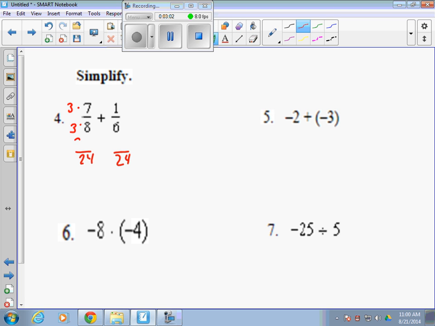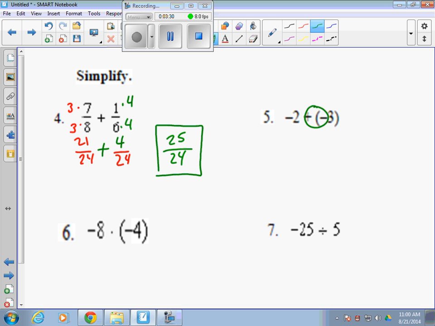3 times 7 is 21. Do the same thing with the other fraction. Multiply 6 by 4 now to get 24. So multiply the top number 1 by 4. So now you have common denominators of 24. Add straight across since you have that common denominator 24. 21 plus 4 is 25. Even though this is improper, there is no number that goes into both 24 and 25. So that's simplified.